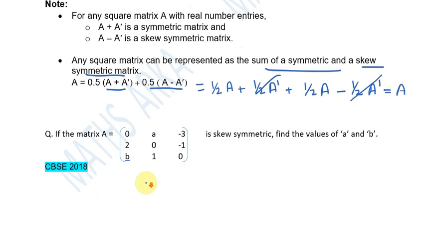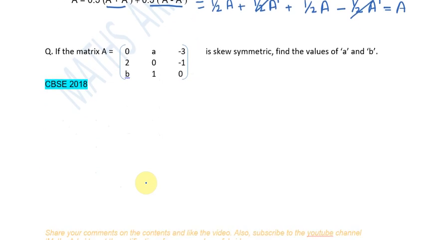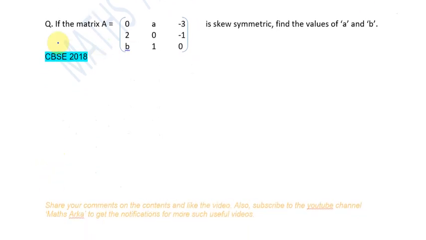Okay, now coming to the question that was asked in 2018. The matrix A is given. This is a matrix, and it is said that it is a skew symmetric matrix, then we have to find the values of A and B. Let's just see. For a skew symmetric matrix, one condition is that diagonal elements are 0.